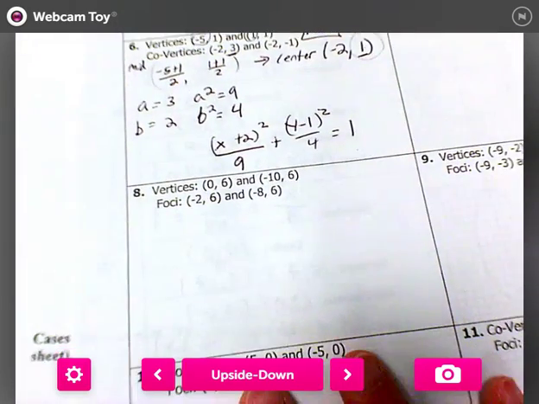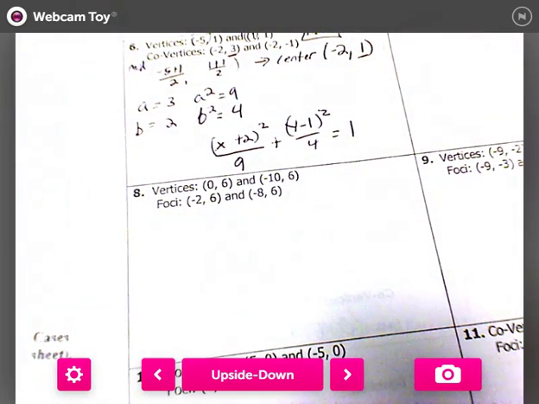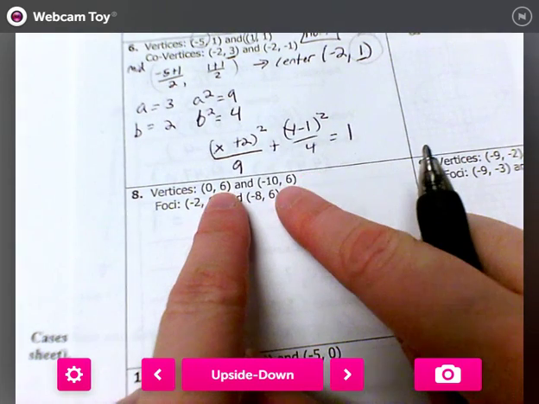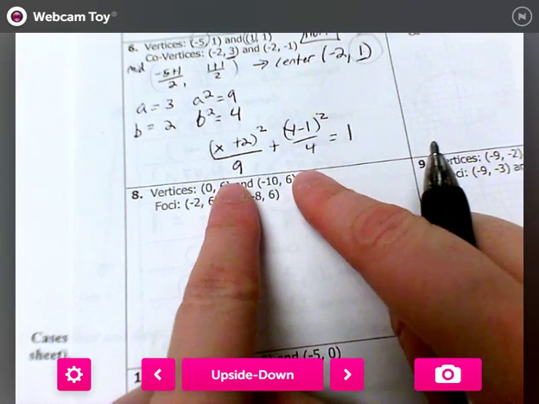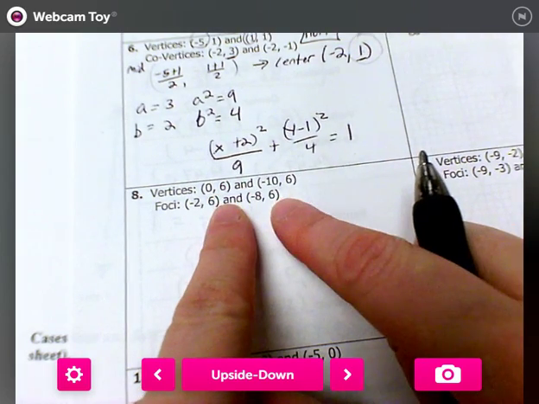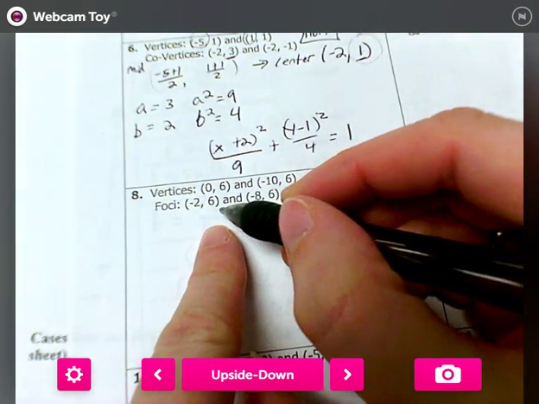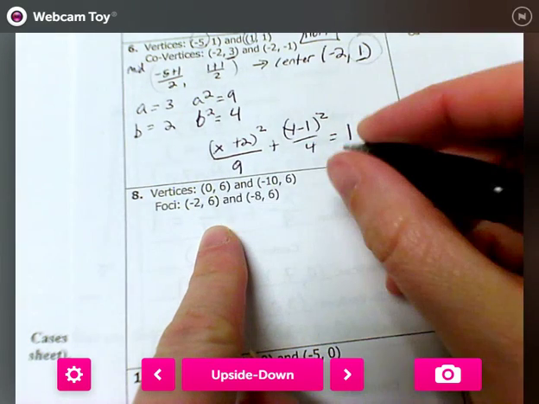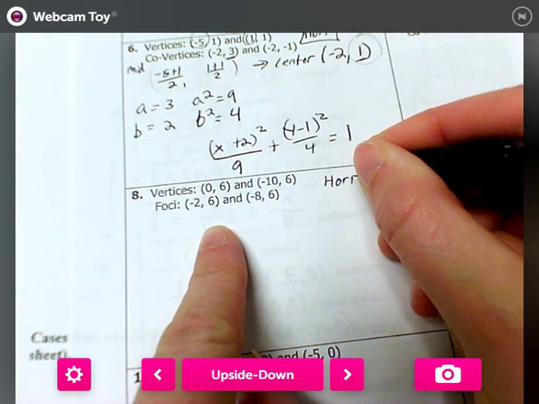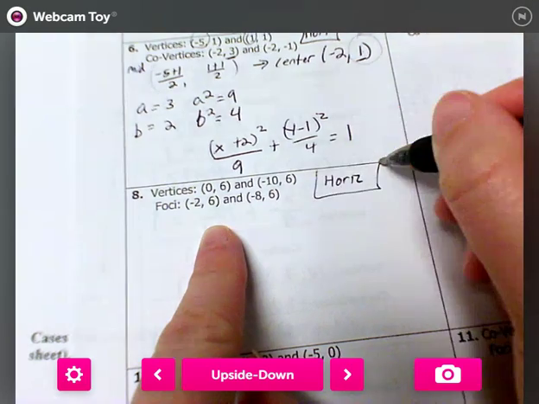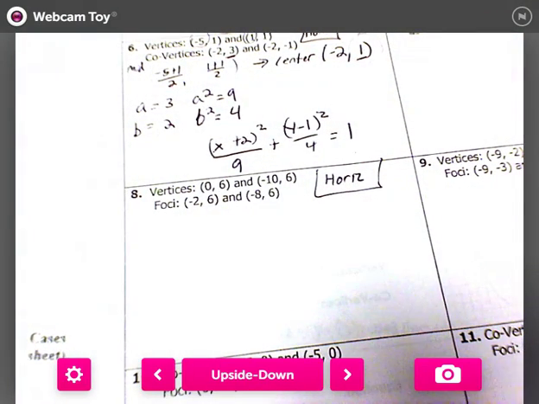Okay. Let's look at number 8. First of all, let's figure out if this is vertical or horizontal. Are the y values the same here? Yeah. So if the focus and the vertices y values are the same, it's horizontal. If the x values were the same, it'd be vertical. So we know it's horizontal. So we'll keep that to ourselves.